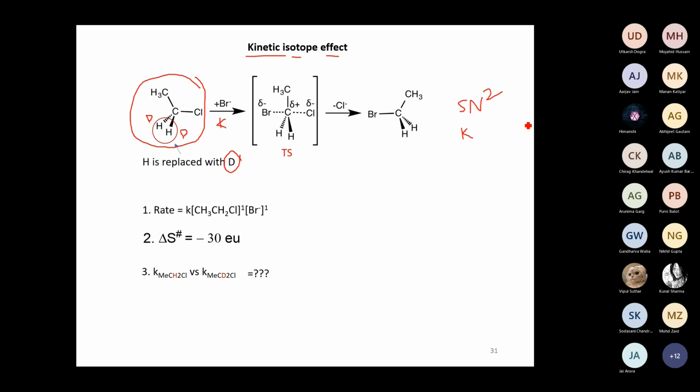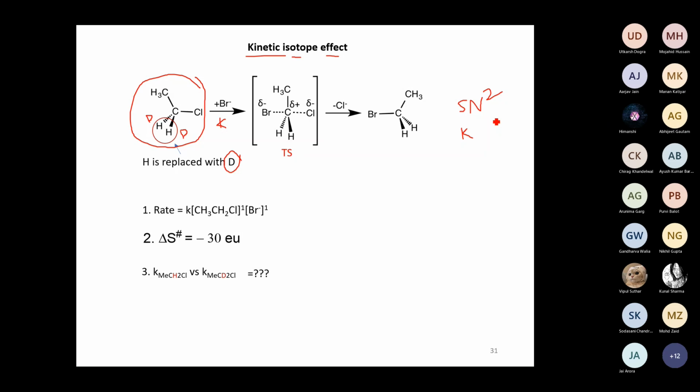It may change, may not change. If it is changed, then it will give a hint. If it doesn't change, then you cannot do it. There is no effect. If there is no change of K on replacing the hydrogen with deuterium, then there is no kinetic isotope effect. So forget about that. This experiment is not helpful.